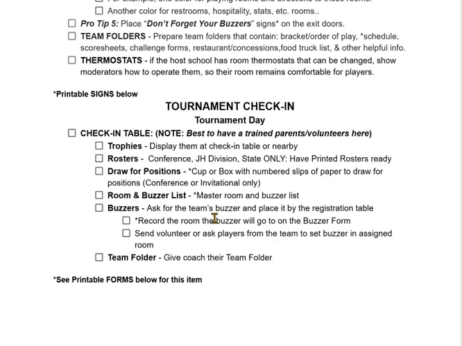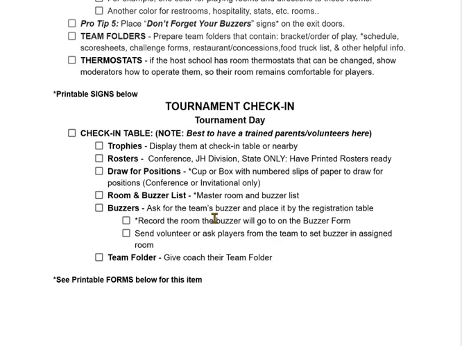For conference and junior high division and state, you're going to need those printed rosters. Those will come from the Quiz Bowl Association. They'll be in your host folder, and you're just going to print those off and have them ready for when the teams come in. If you're hosting an invitational, or if it's the conference tournament, you're going to draw for positions, so have a cup or a box or a hat or something there with numbered slips in it. If you've got 8 teams coming, have 8 numbers in there, and have them draw for that. Make sure you don't forget to have that there as well.